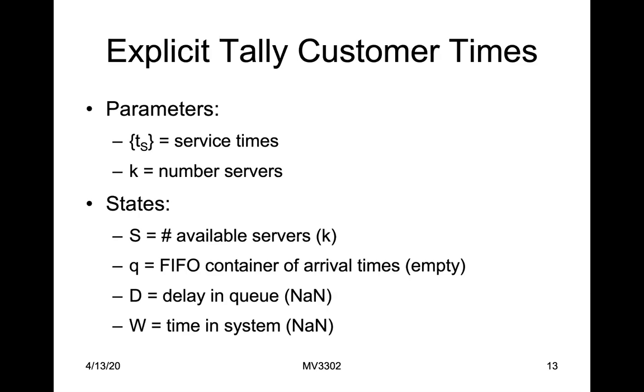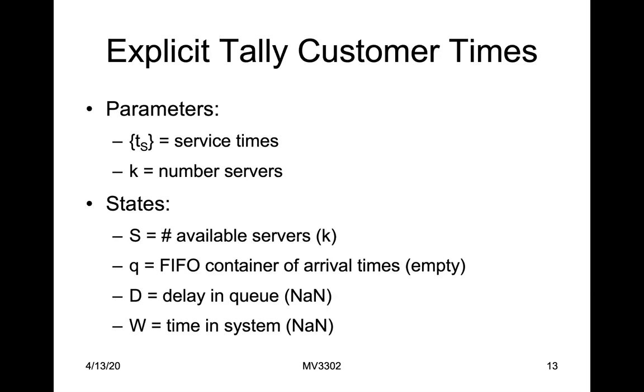Okay, so parameters, the same thing. Again, we're going to do this in a component way. So we're going to assume that we have an arrival process or some component that produces arrival events. And so all we need are the service times and the number of servers. Again, these are the same parameters as our multiple server queue. But now, starting with our states, the number of available servers is going to be the same. But here, this little queue is going to be our first in, first out container of arrival times. And its initial state is going to be empty.